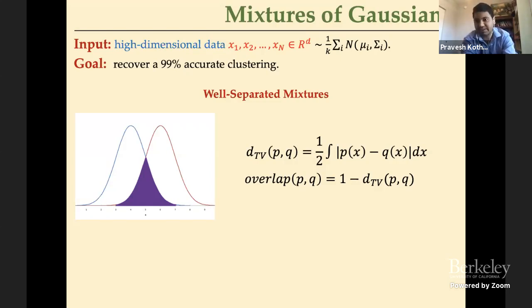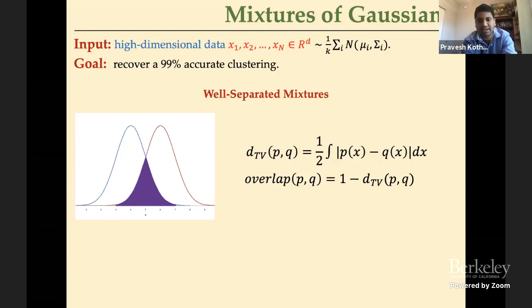I'm sure all of you have seen this before. If not, it is just, up to a scaling of half, the L1 distance between the density functions of the distributions. It's also helpful to think of this related parameter called the overlap between the two distributions, which is simply one minus the total variation distance. Both these quantities are always between zero and one.